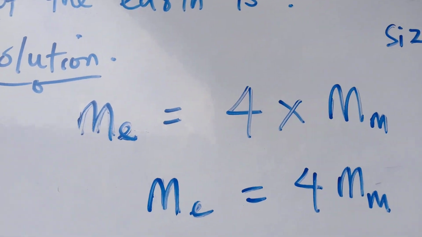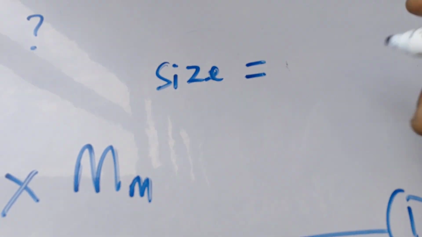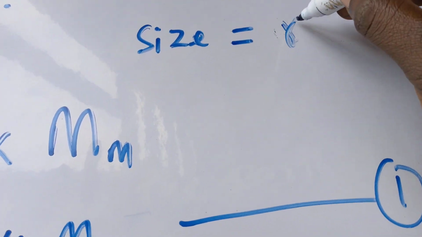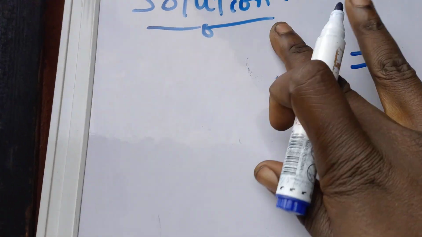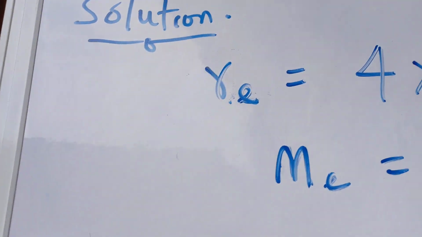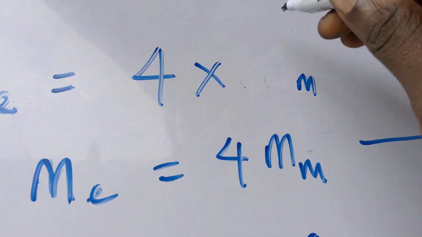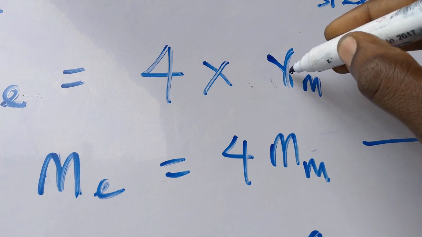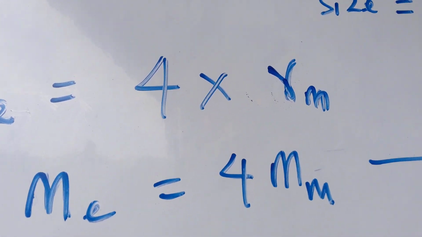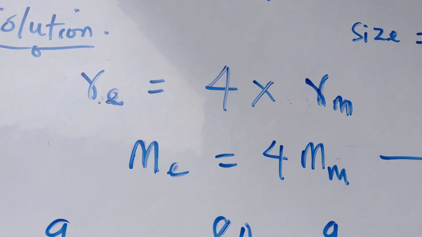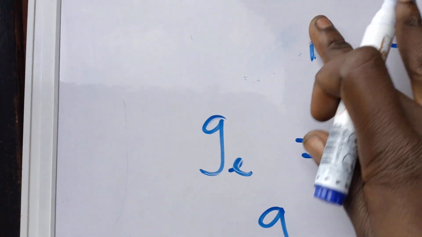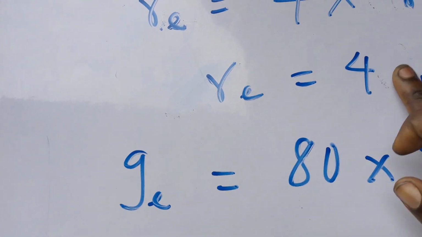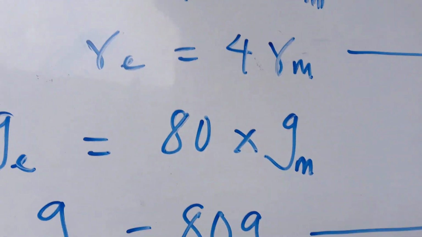Okay, and please take note, this size is the radius. Size deals with the radius. So the radius of the Earth is 4 times the radius of the Moon. The size here deals with the radius, not necessarily the mass. So the radius of the Earth is 4 times the radius of the Moon.